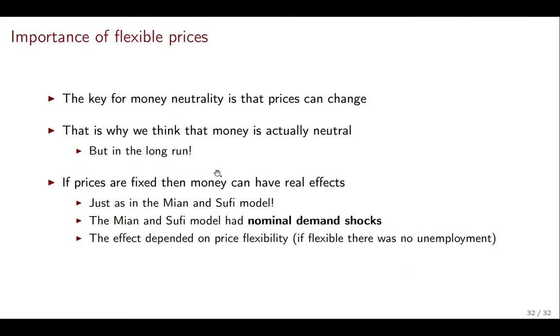If you have fixed prices, then money can have real effects, just as in the Mian and Sufi model. If you remember, in the Mian and Sufi model, when prices are fixed, you get real effects in terms of how much unemployment there was when there was a change in the nominal demand. It's a very similar problem. The effect depends crucially on price flexibility. If prices are flexible, then changes in nominal variables are independent of real variables. Real variables do not change, and only nominal variables are going to change.